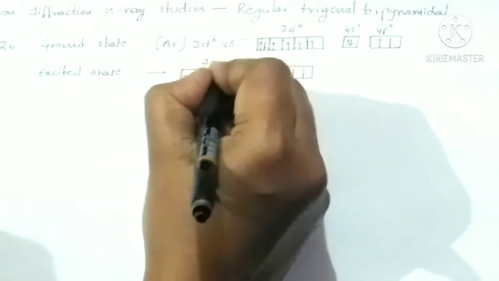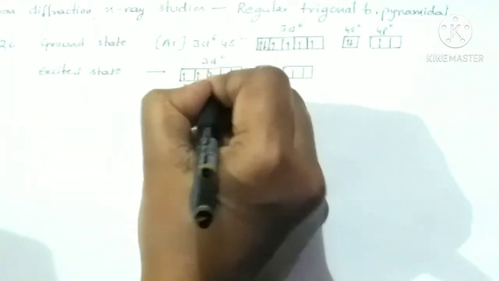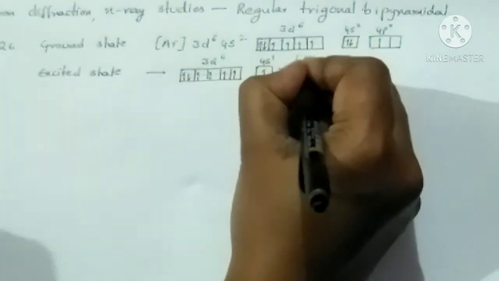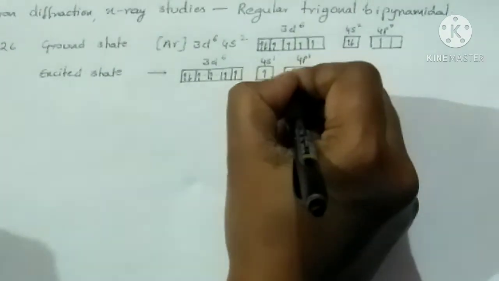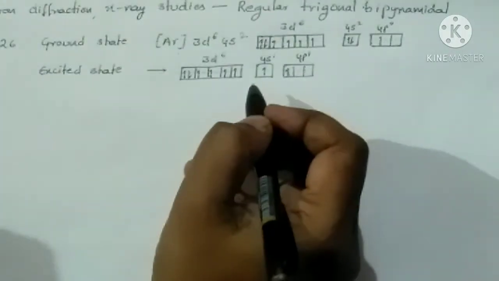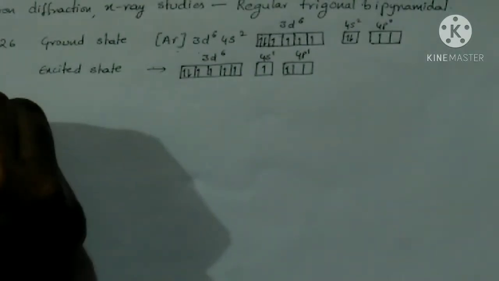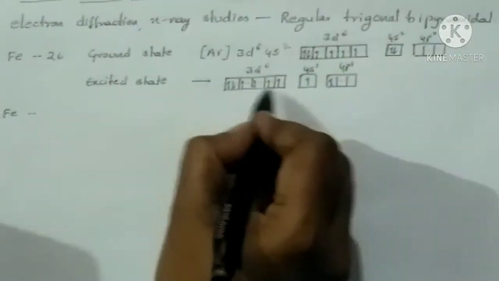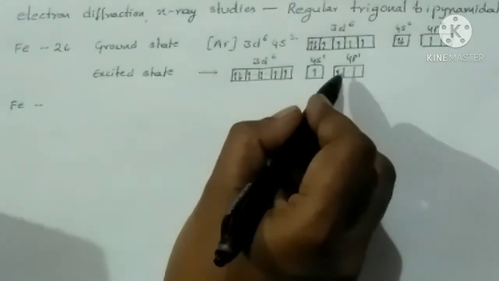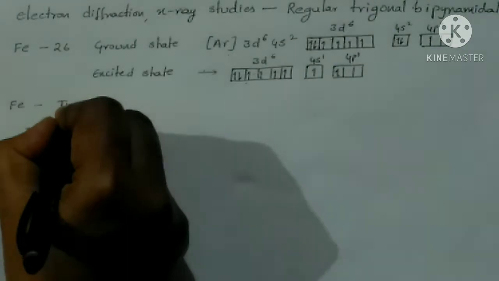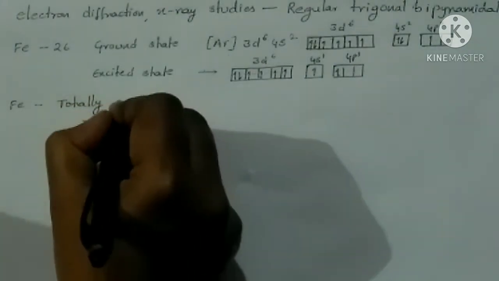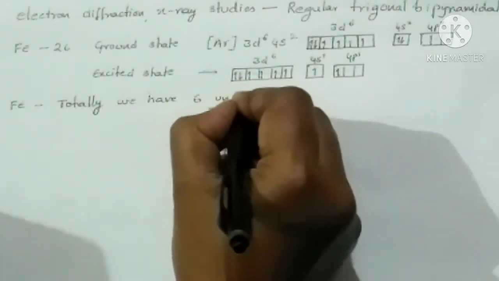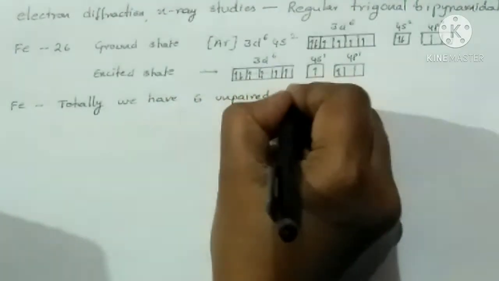So 3d has 6 electrons: 1, 2, 3, 4, 5, 6, and 4s has 1 electron, and 4p gets 1 electron. So this is how rearrangement takes place. Now iron, in total, we have 6 unpaired electrons: 4 from 3d, 1 from 4s and 1 from 4p orbitals, through the rearrangement.